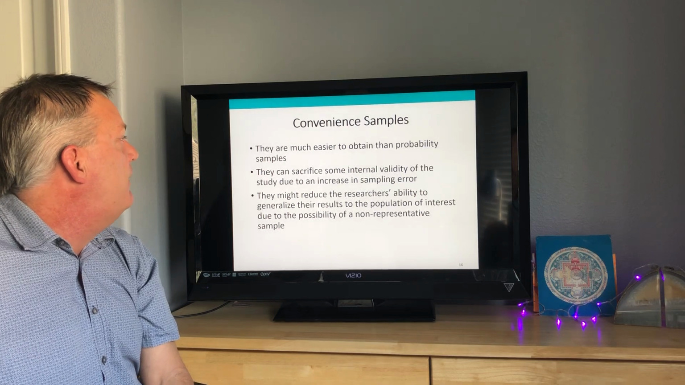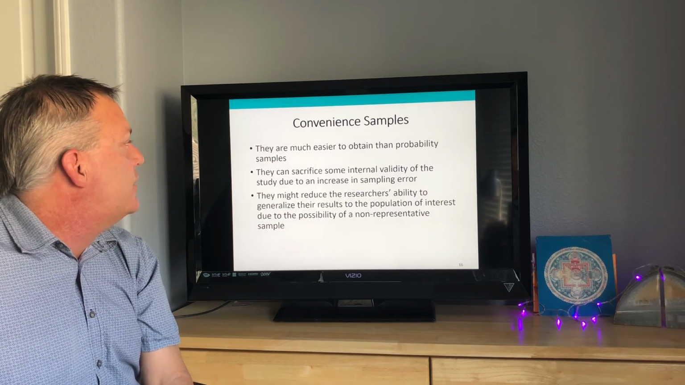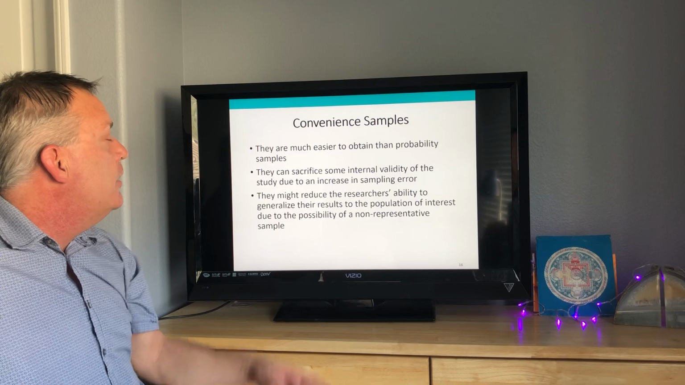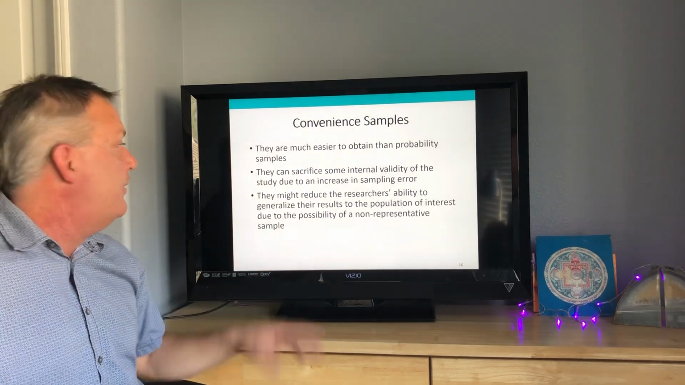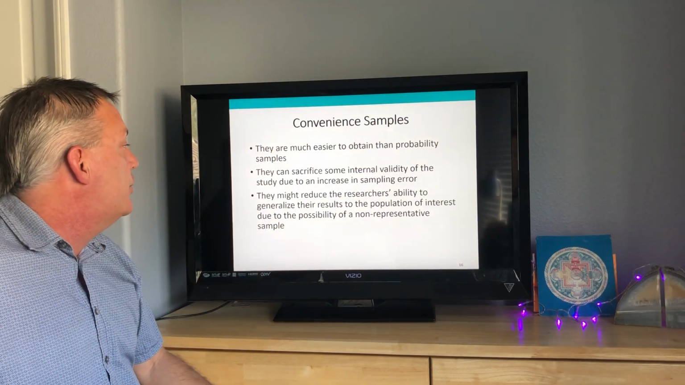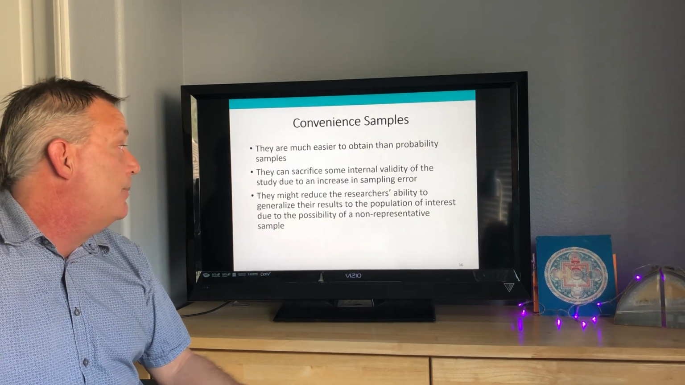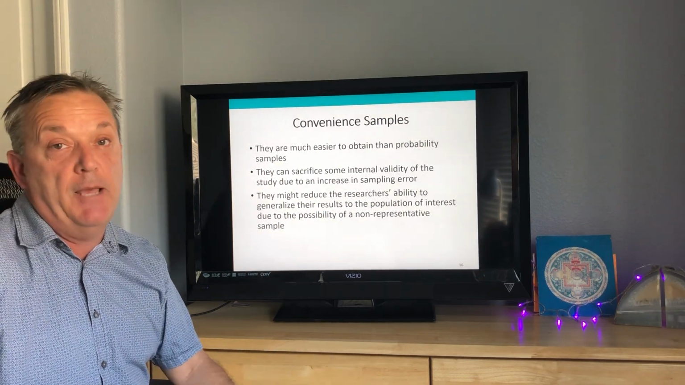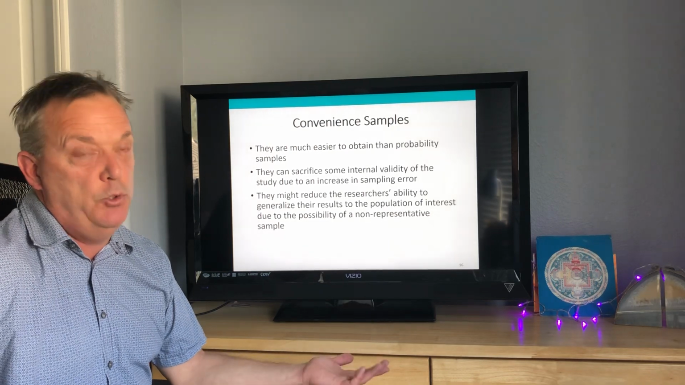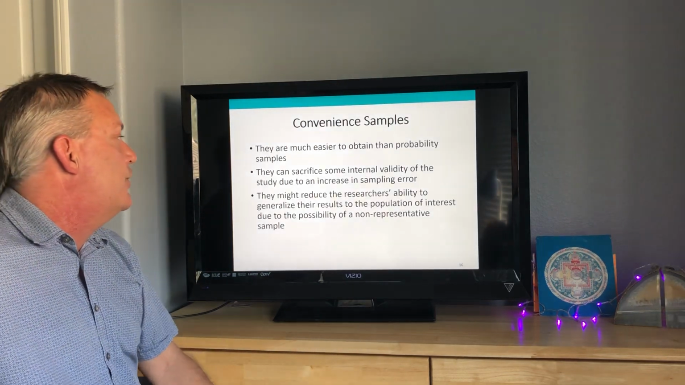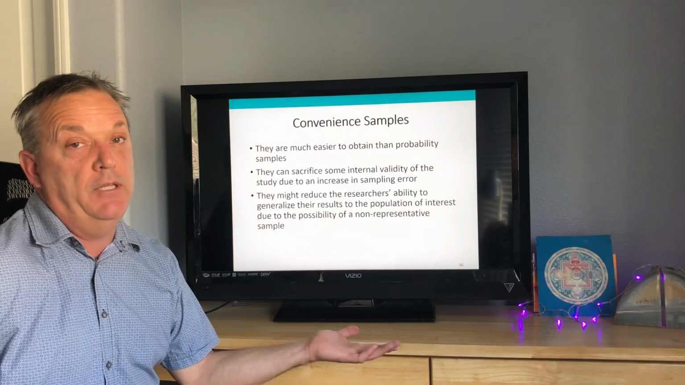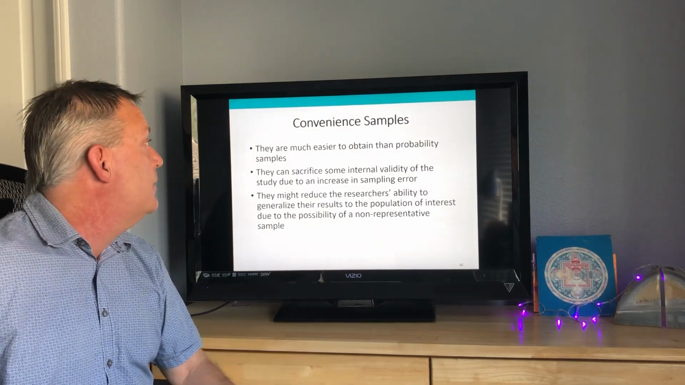They're much easier to obtain than probability samples. They can sacrifice some internal validity of the study due to an increase in sampling error, obviously, and they might reduce the researcher's ability to generalize their results to the population of interest due to the possibility of a non-representative sample, i.e. just people who wanted to partake in your study, and that might significantly change the results in some way.